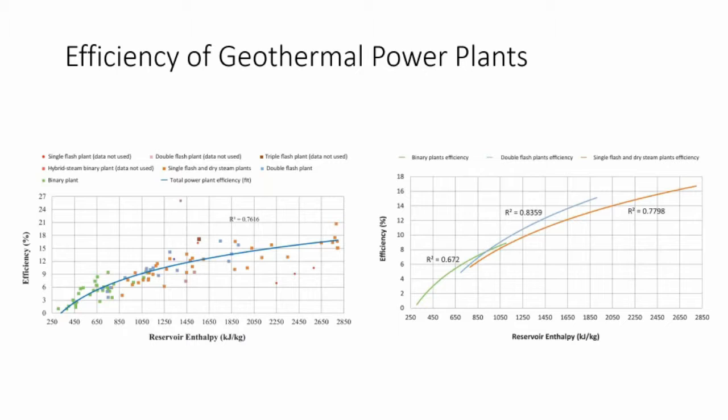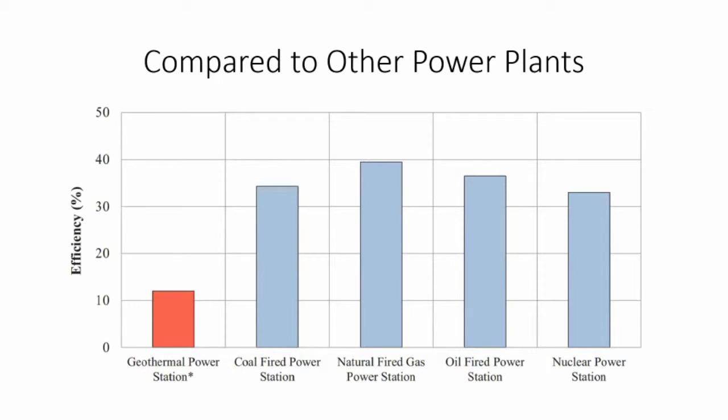Double flash plants have a narrow range of enthalpies that they are useful for, but are generally more efficient than single flash plants operated with equivalent sources. They typically have an efficiency of 5 to 15%. The average geothermal power plant has an efficiency of 12%. This is much lower than other power plants, which range from 32% for nuclear to 40% for natural gas.